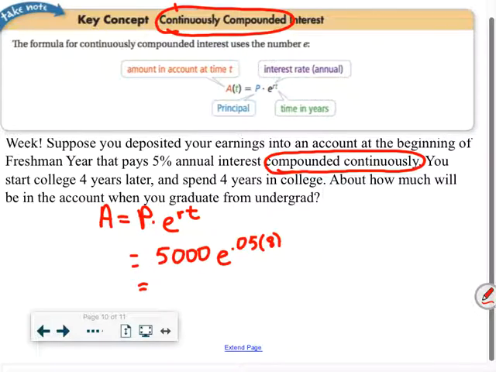So you're going to do 5,000, hit your E button. On the red calculators, you have to put a parenthesis around it. On the graphing calculators, you don't. So this is E to the 0.05 times 8. So this is $7,459.12.